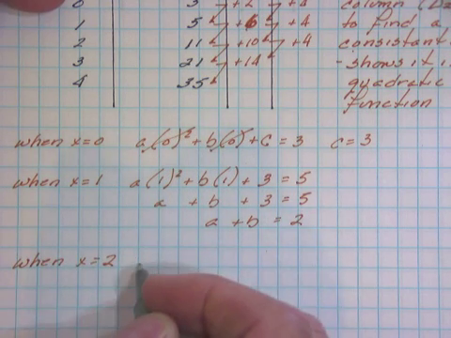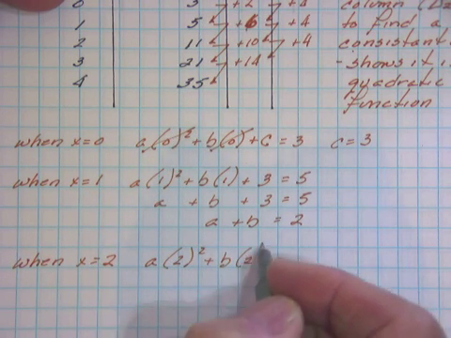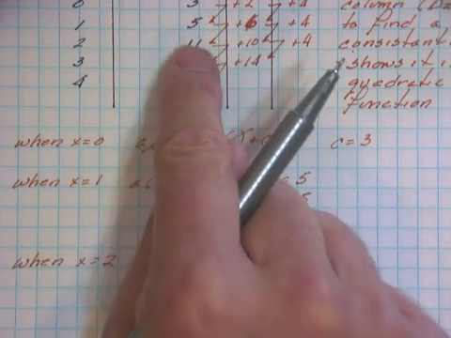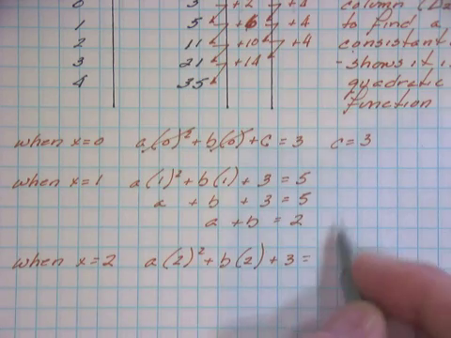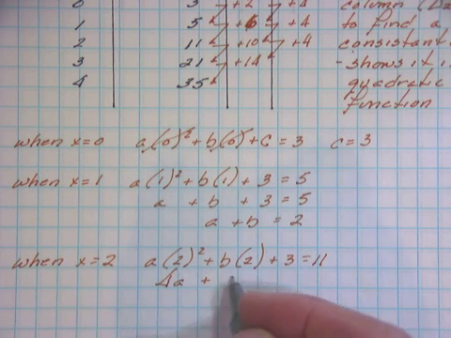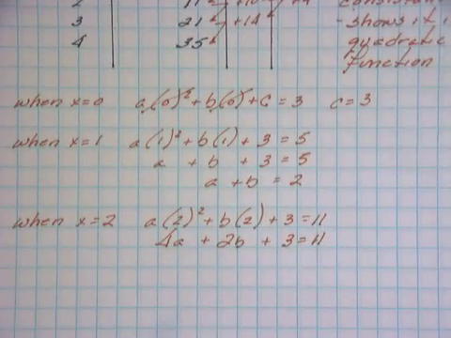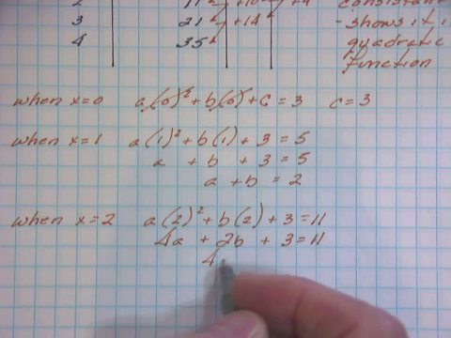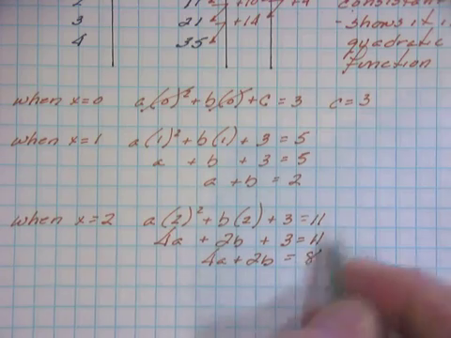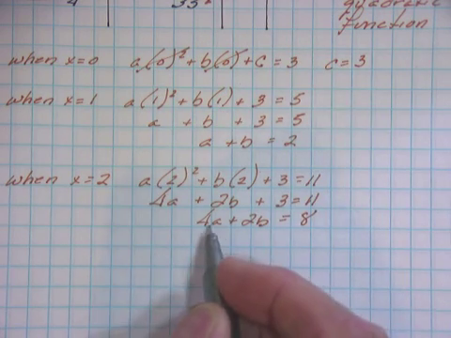Now we need one more line. When x equals 2, now we're going to put 2 into that equation. A times 2 squared plus b times 2 plus 3. I'm still using 3 for the c value. I know from the table that my output is 11, so this equals 11. Now I'll simplify this. This gives me 4a plus 2b plus 3 equals 11, and I'm going to subtract 3 from both sides, so that gives me 4a plus 2b equals 8.